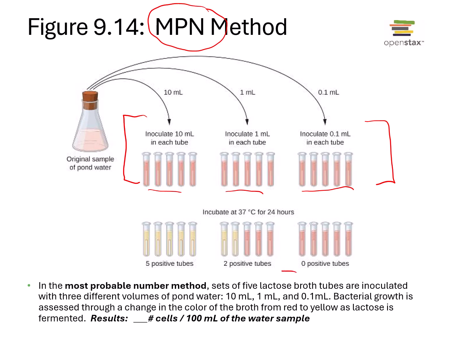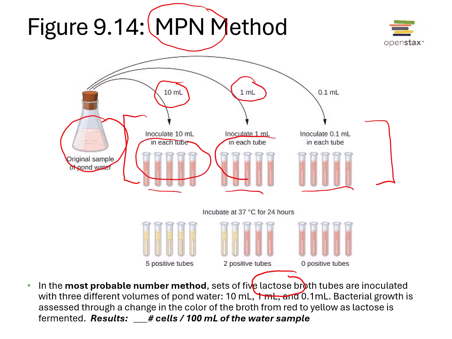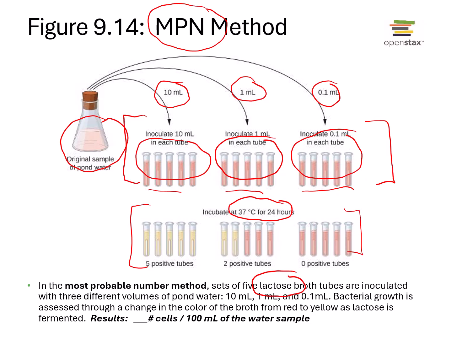Let's say in this case they're looking at lactose with a pH indicator called phenol red. So the tubes start off as reddish in color when they're neutral pH, and it looks like they take pond water and they're adding 10 milliliters of the water sample into each of these 5 tubes, only 1 ml of the pond water into each of these tubes, and only 0.1 ml into each of these 5 tubes. They incubate at body temperature for 1 day, 24 hours, and then they see color changes and maybe even gas formation in many of these tubes.